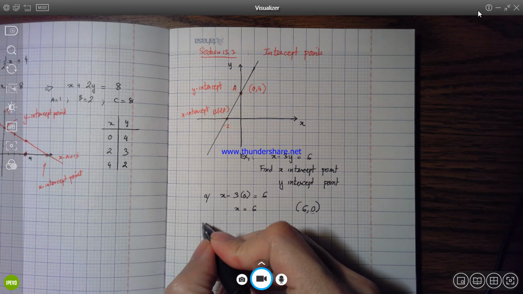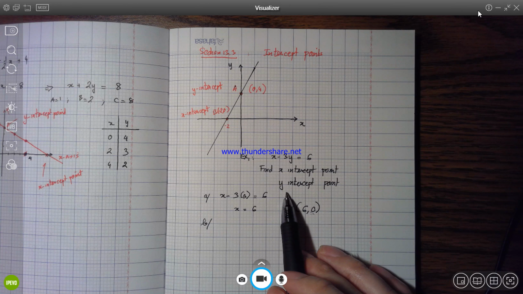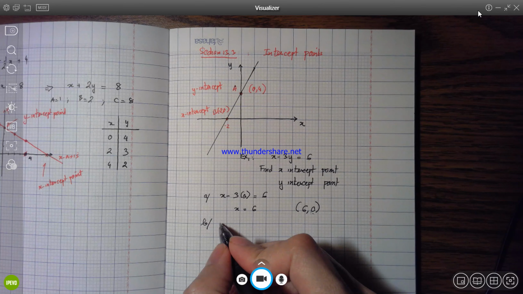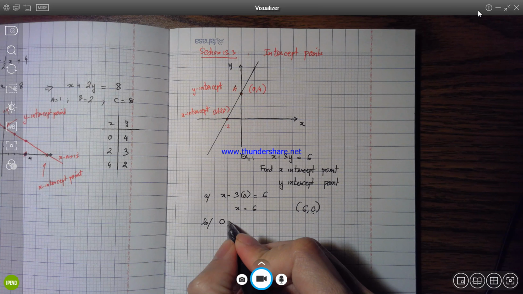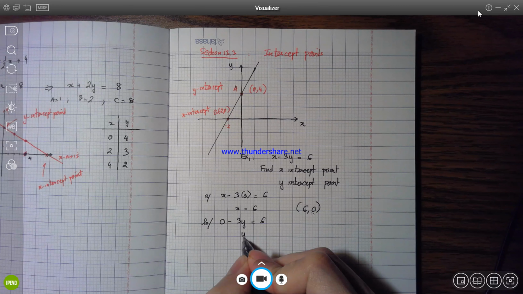How do we find the y-intercept point? Easy. You replace x with 0, so it will be 0 minus 3y equals 6. Then y equals -2.